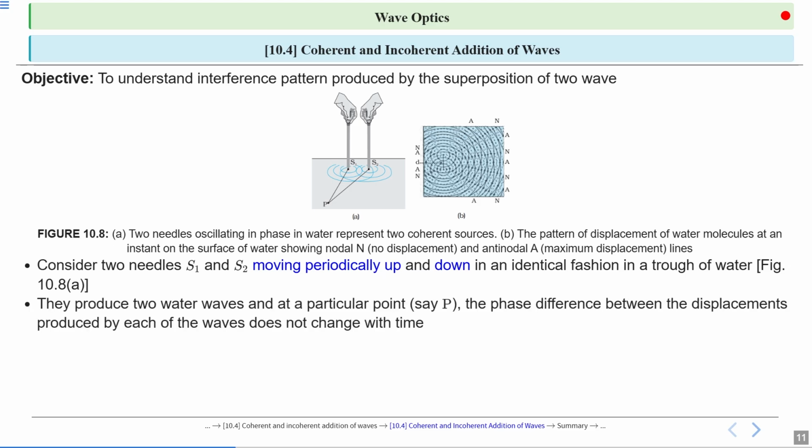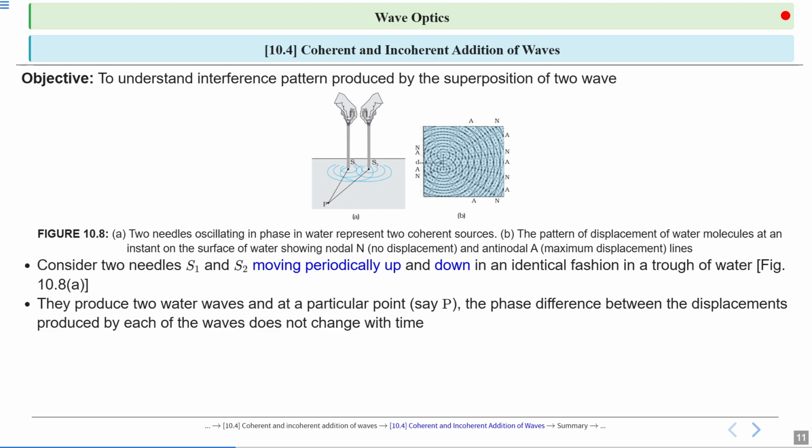So they produce two water waves. Due to the needle motion inside the water and outside periodically, they produce two water waves, and at a particular point P, the phase difference between the displacements produced by each of the waves does not change with time. So they are moving periodically up and down.